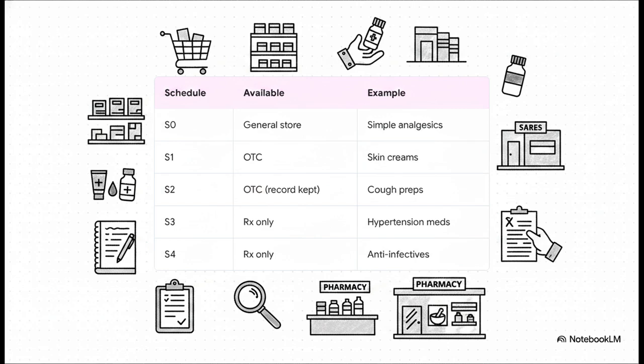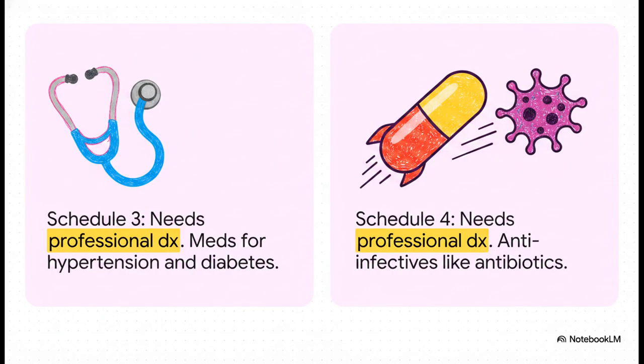We start at Schedule 0, which are your simple analgesics, stuff you can just grab off the shelf at a general supermarket. Schedules 1 and 2 step up to over-the-counter pharmacy items. And for Schedule 2, the pharmacist actually has to keep a sale record. But the real shift, the big leap, happens at Schedule 3 and Schedule 4. These are prescription-only medicines. They require a professional diagnosis, a management plan, and they are dispensed strictly from the pharmacy dispensary. And this brilliantly illustrates the crucial distinction for a prescribing optometrist.